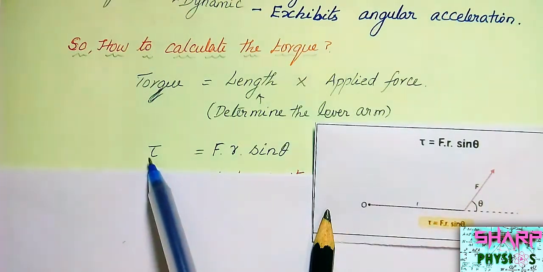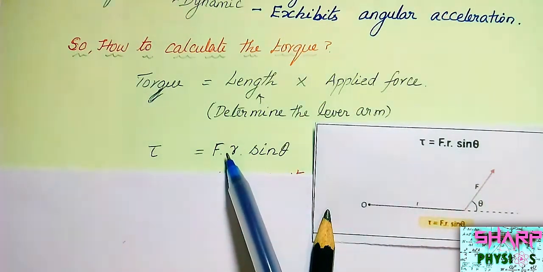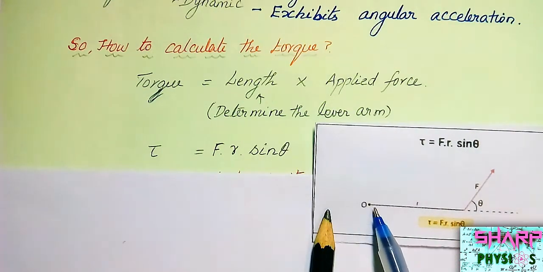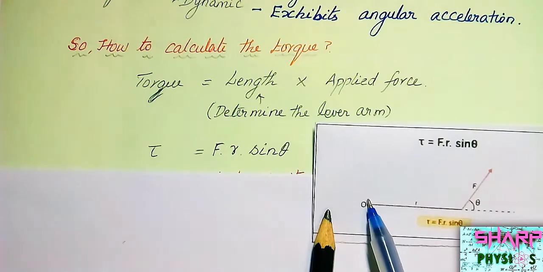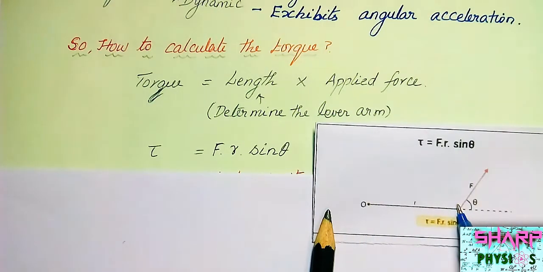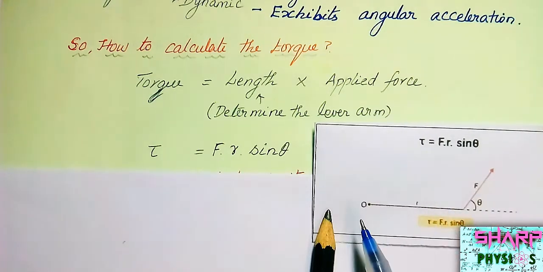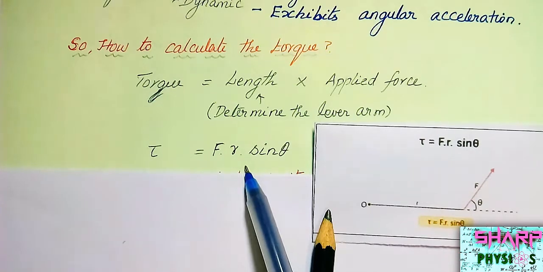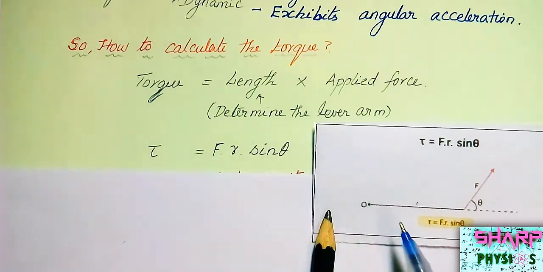Torque, tau, is equal to F into R into sine theta. So you get the force, the length of the lever arm, and the angle theta. So we are calculating by means of sine theta. So tau is equal to F into R into sine theta. This is how we calculate the torque.